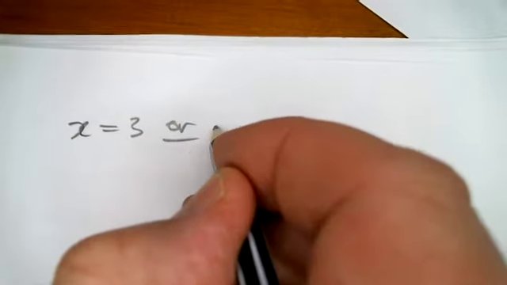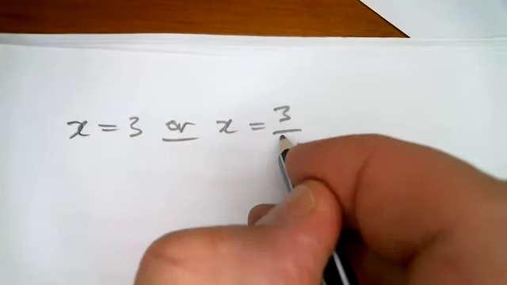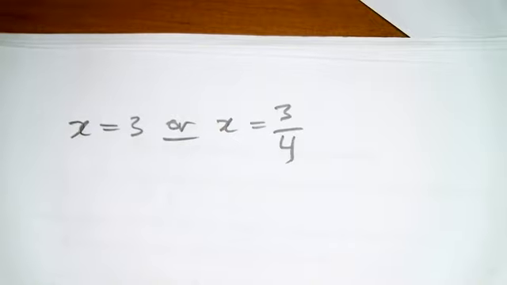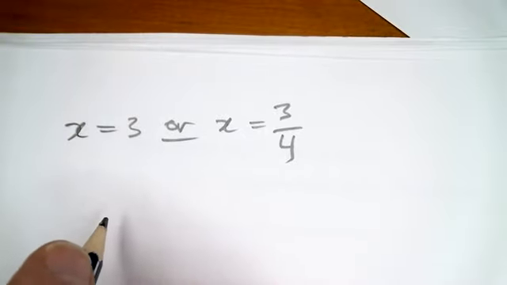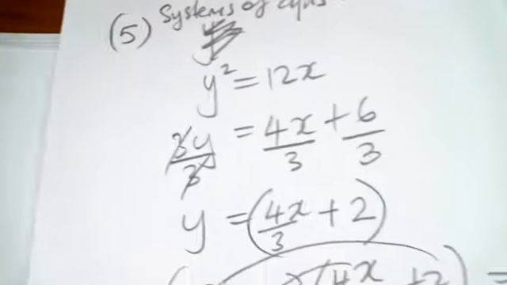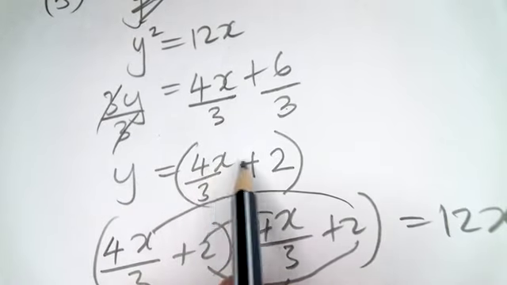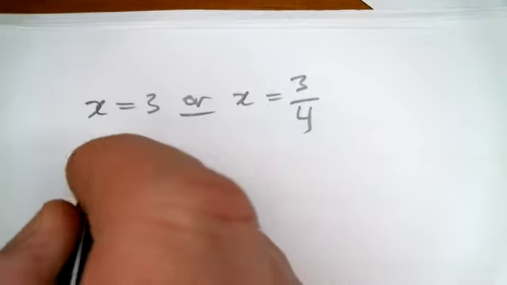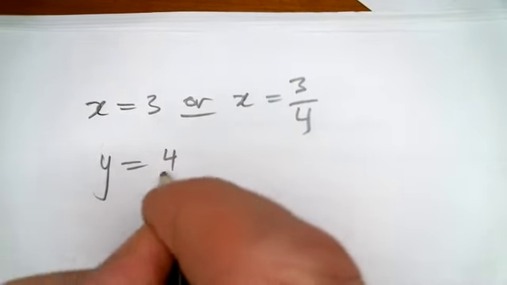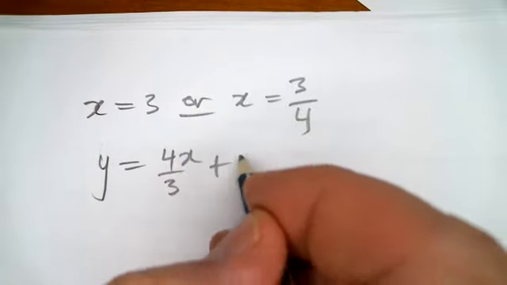So here we go. I'll write these values in straight away. So we've got x is 3, or x is going to be 3 quarters. We don't have any negatives there. And I'm actually going to take one of the original equations, the version I changed it to, which is this one here. I rearranged it so I can see y straight away. So y is going to be 4/3 x plus 2.